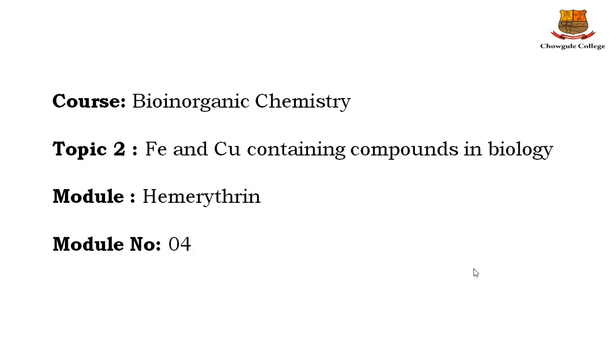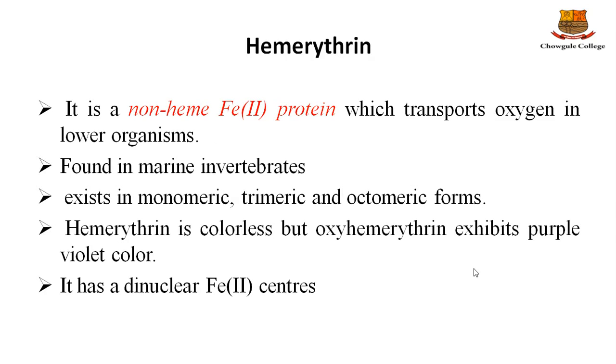Hello friends, in this module we will look at the non-heme protein which is hemerythrin. Hemerythrin is a non-heme Fe2 protein which transports oxygen in lower organisms. It is found in marine invertebrates and exists in monomeric, trimeric and octameric forms.